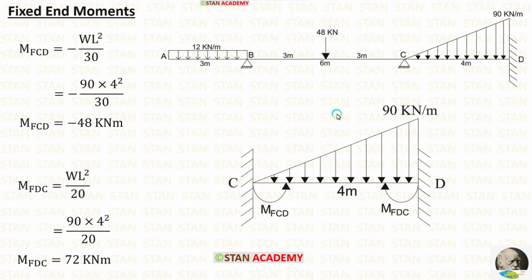Now let us calculate the fixed end moments in the span CD. In the span CD, there is uniformly varying load. It varies from 0 in the point C to 90 in the point D. The formulas for the fixed end moments are minus WL square upon 30 and WL square upon 20. Let us apply the values inside the formulas. W is 90, L is 4. After applying the values inside the formulas, we are getting M of CD and M of DC.